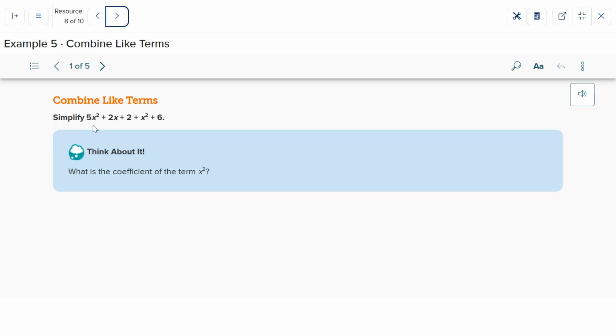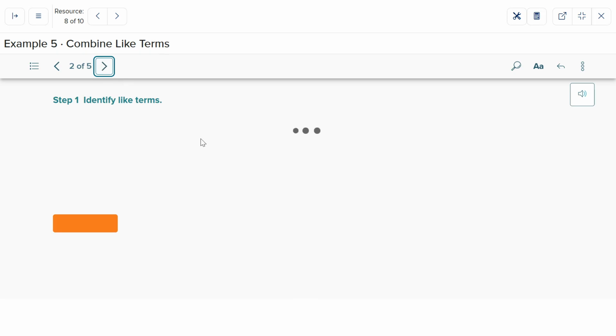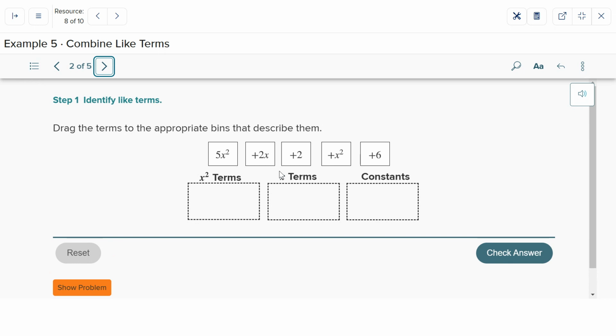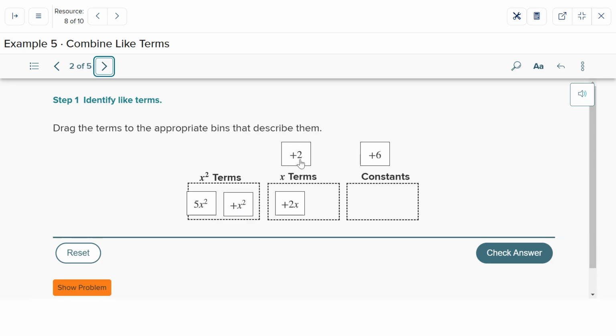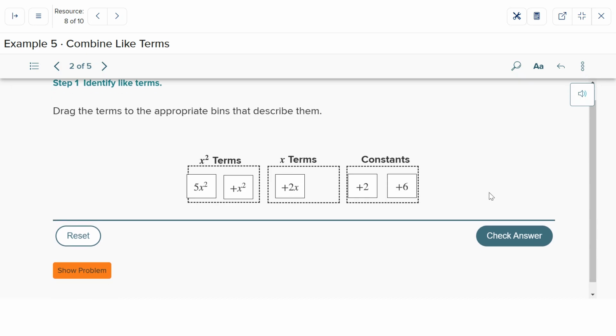This time we've got 5x squared plus 2x plus 2 plus x squared plus 6. You need to determine which ones are the like terms. So our x squared terms, that would be this one and this one. And then our x terms, there's only one of those. And then our constants go like this. That's usually the first step you should do, is actually identify what the like terms even are.